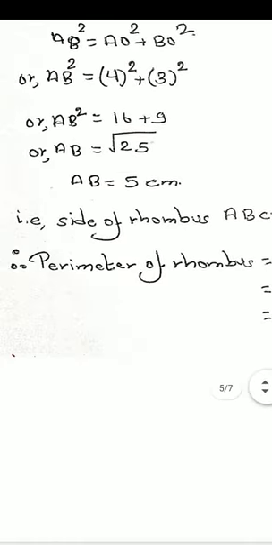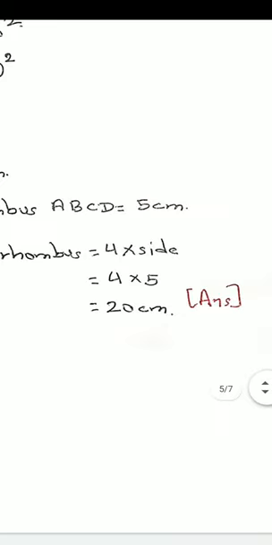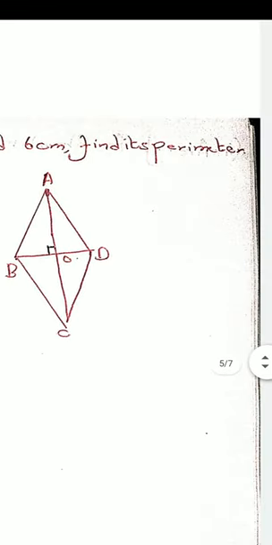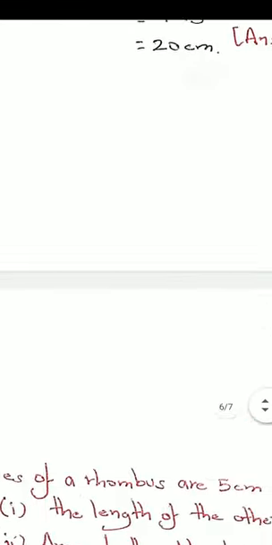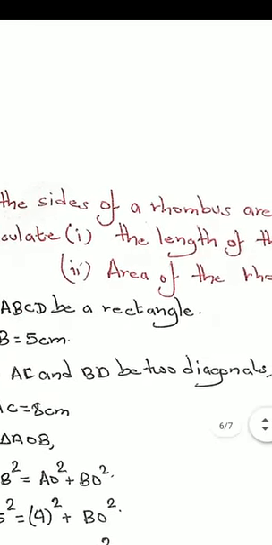Now we have found the length of the side. Now finding the perimeter is pretty straightforward. So the perimeter of a rhombus will be equal to 4 into side, which happens to be 4 into 5, that happens to be 20. So we have found the perimeter of the rhombus which we wanted to find, which happens to be 20 centimeter.